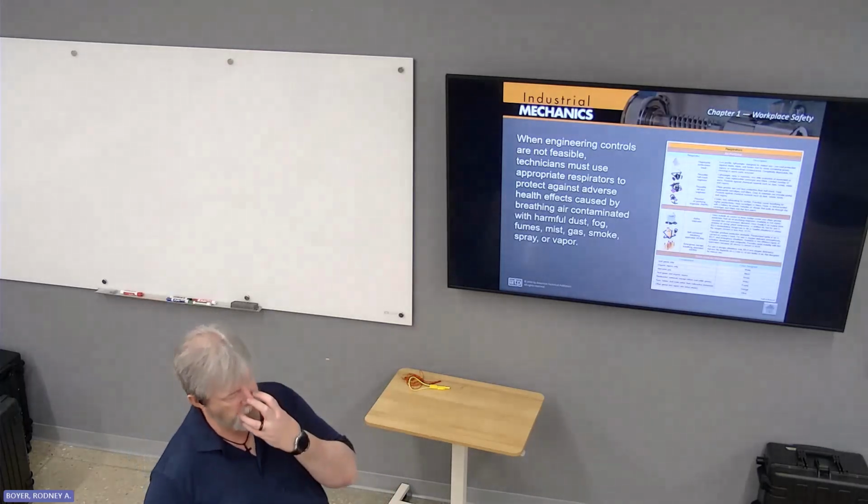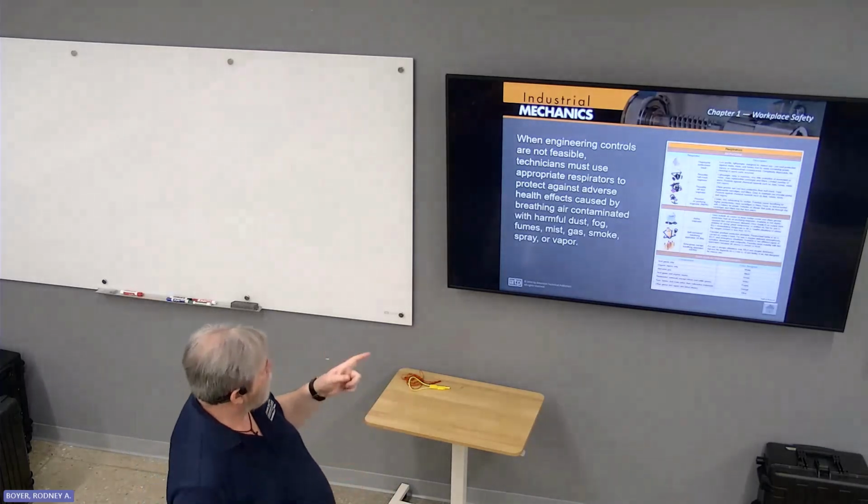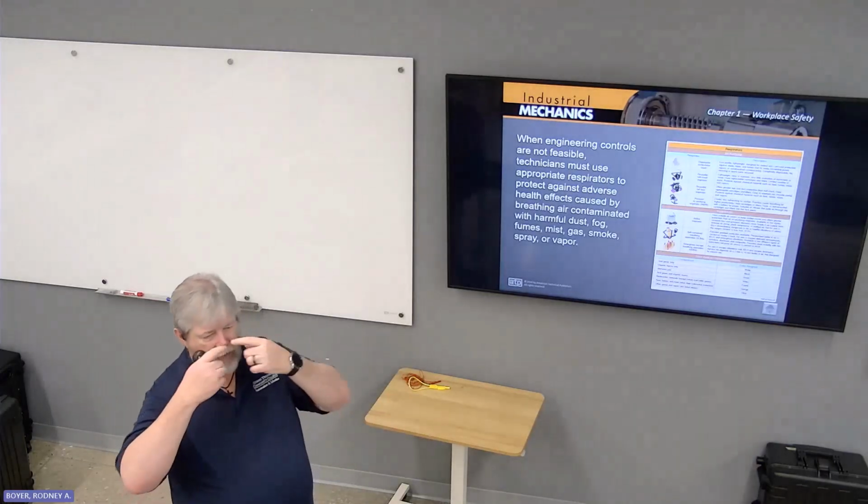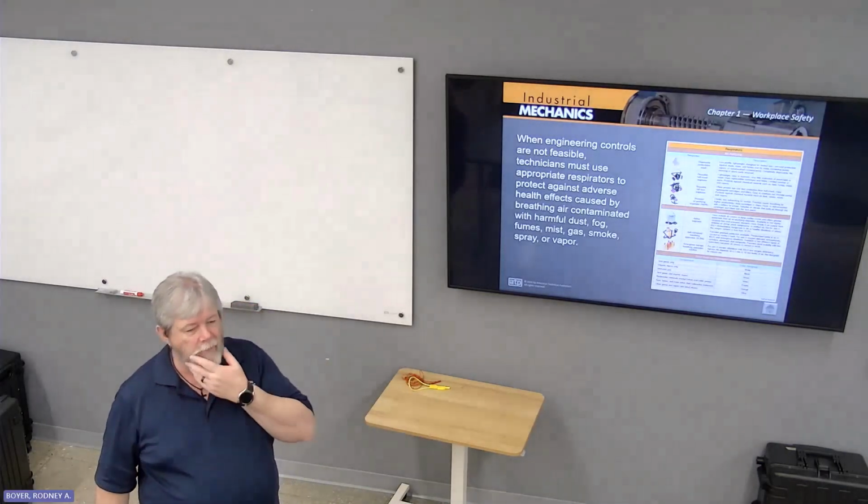Reusable half mask respirator, that's the one that only covers your mouth and your nose. The full face actually covers your entire face. If you have a beard, you cannot use a respirator because it will not seal properly on your face.